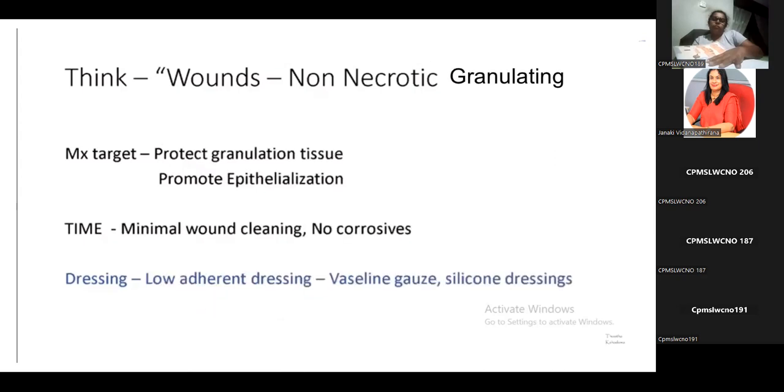So, a non-infected, non-necrotic wound which is granulating. What is the management target? Protect the granulation tissue and promote epithelialization. How do we do the wound bed preparation? Just minimal wound cleaning with no corrosives. So you don't need betadine.